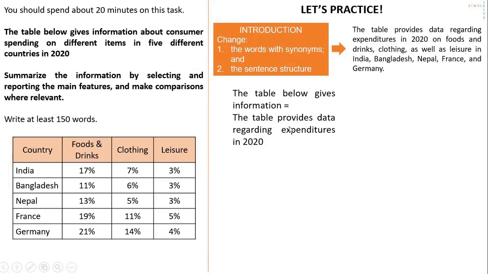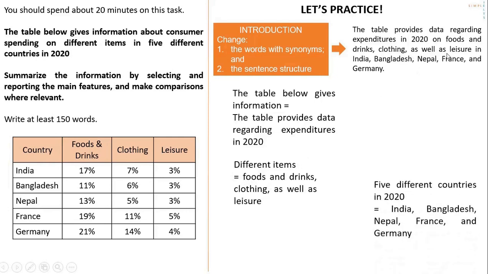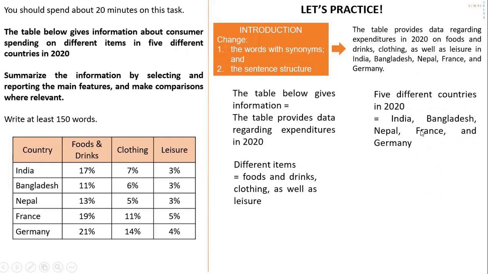So the synonyms: consumer spending has the same meaning as expenditures, and the table below gives information has the same meaning as the table provides data regarding. And for 2020, in the written information it is located in the last part, and in my introduction it is located somewhere in the middle. So that is an example of changing the sentence structure. And then different items in the written information has the same meaning as foods, drinks, clothing, as well as leisure. And 5 different countries has the same meaning as India, Bangladesh, Nepal, France, and Germany. So that's about the introduction.